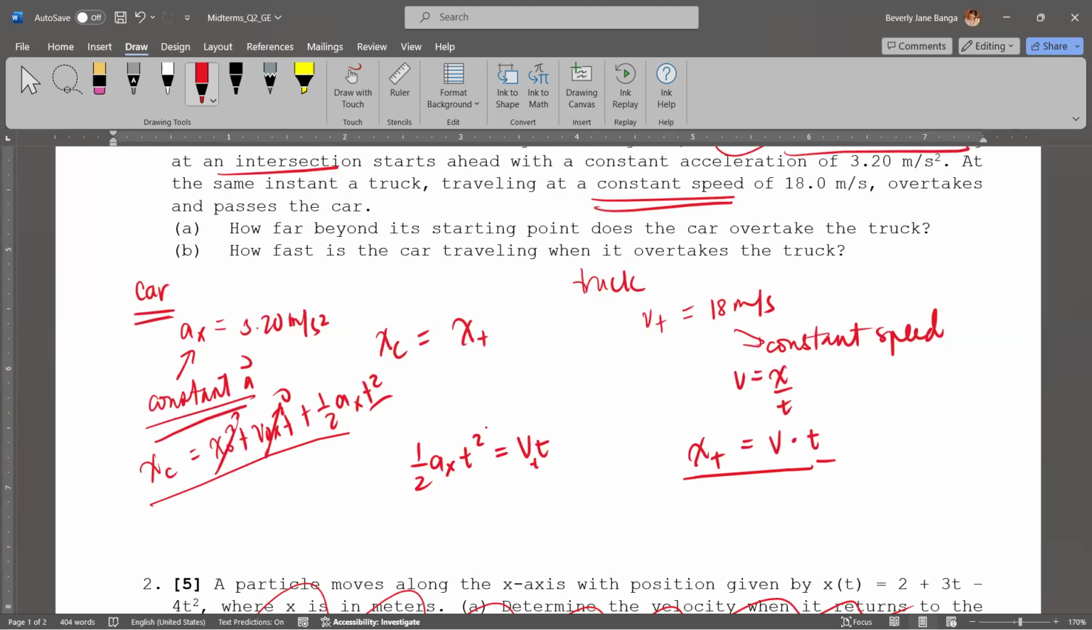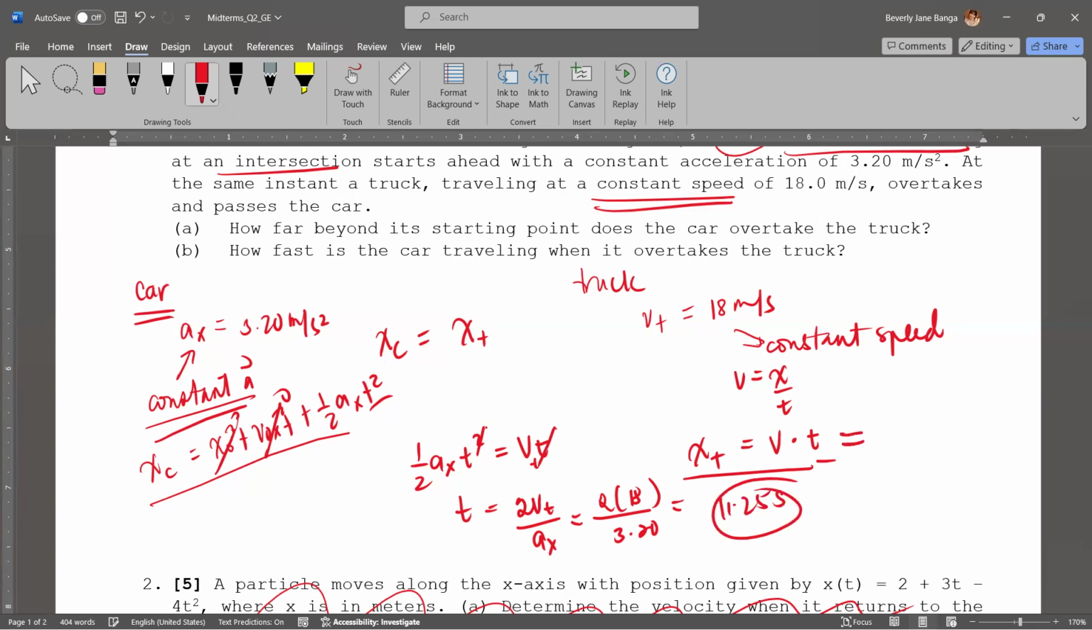To get how far, I need to get the time first. So this simply cancels out, and t is equal to 2v over a. This is simply 2 times 18, 36, over 3.20. 36 divided by 3.2 is 11.25. So it's 11.25 seconds.